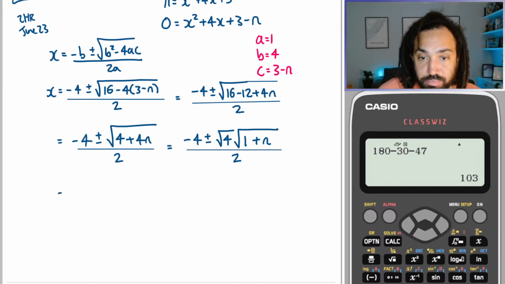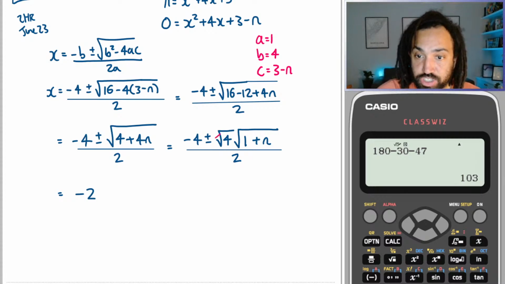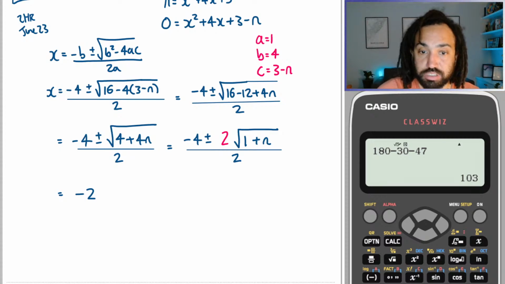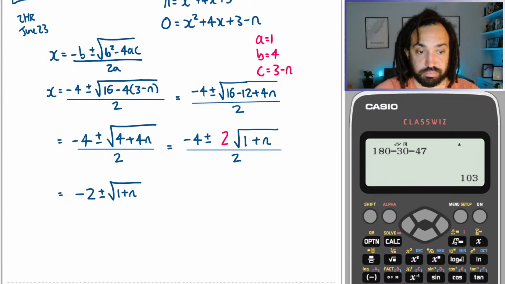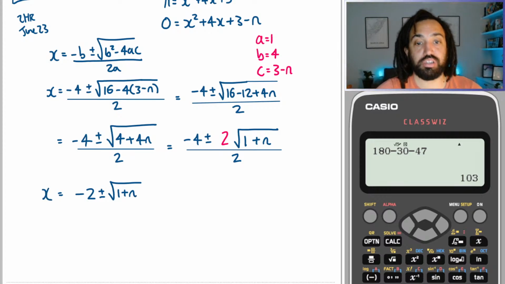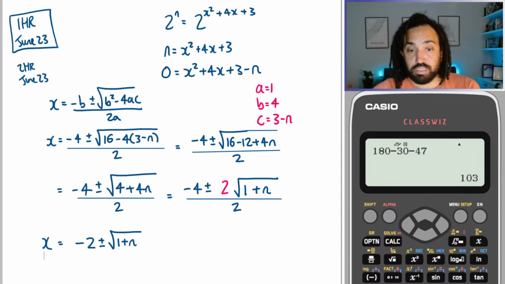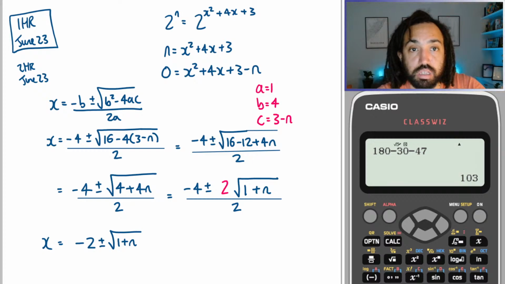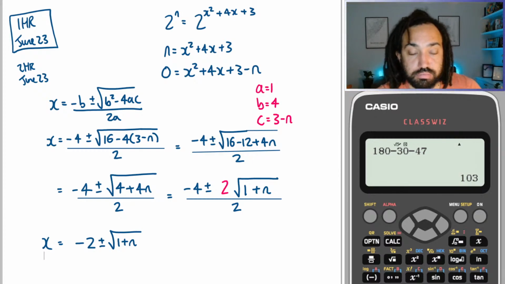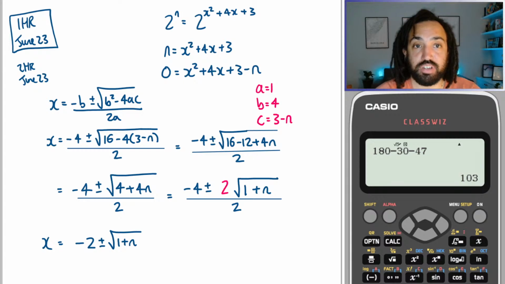So that is going to give me minus 4 divided by 2, which is just minus 2. Root 4 is 2, so dividing by 2 is just going to cancel that out. So it's just going to be plus or minus 1 plus n, like so. There we go. So what next? Well, that is an expression for x like they've asked us for.